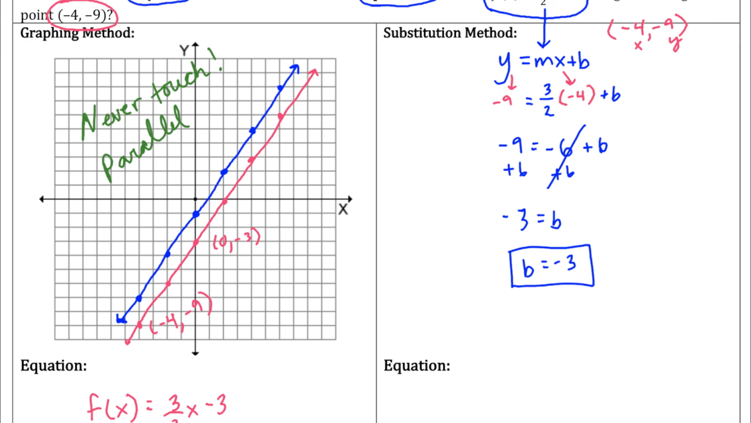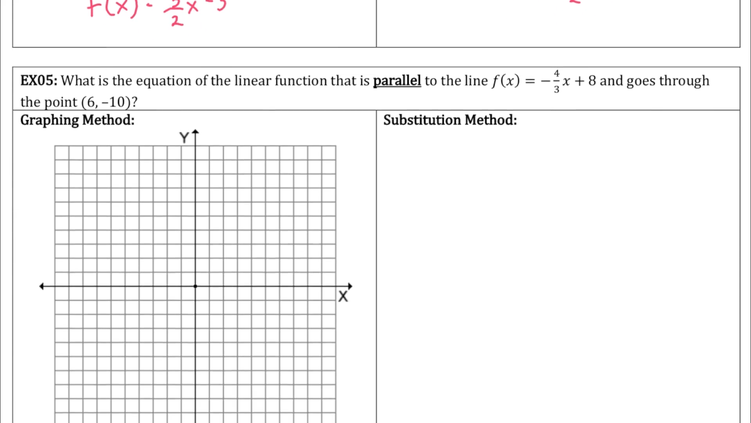So I have this right here, 3/2, and I have this b right here, which is -3. And so it should be f of x equals 3/2 to make it parallel, x, and then -3 to make sure it goes through -4, -9. Let's do it again.